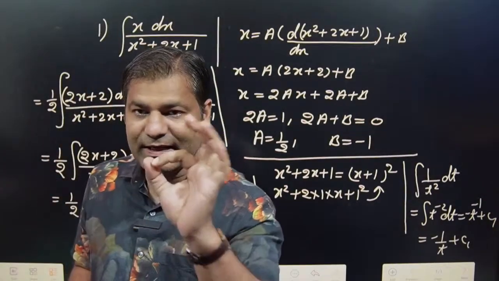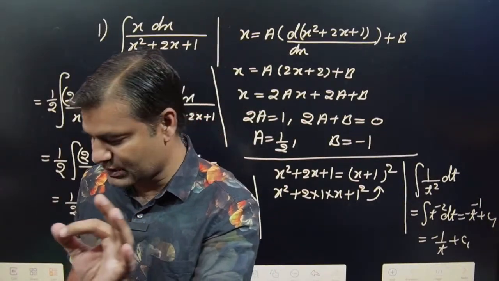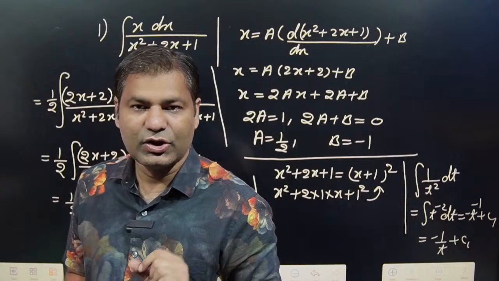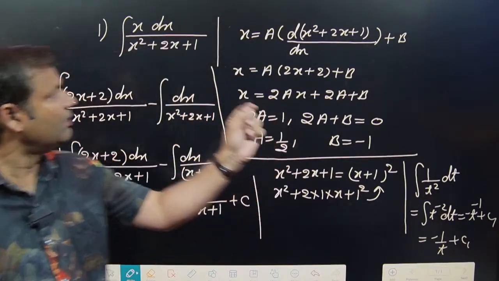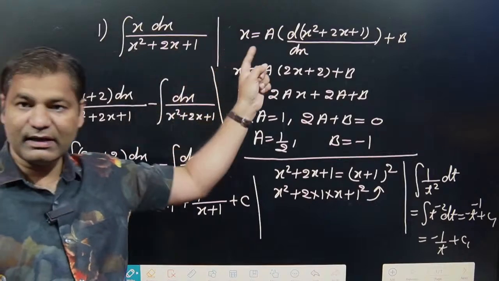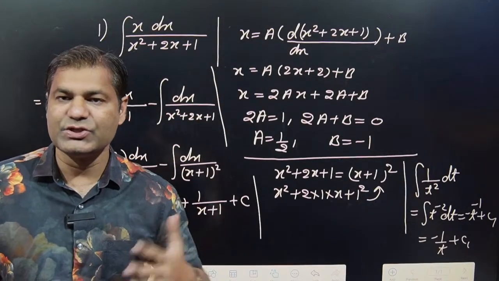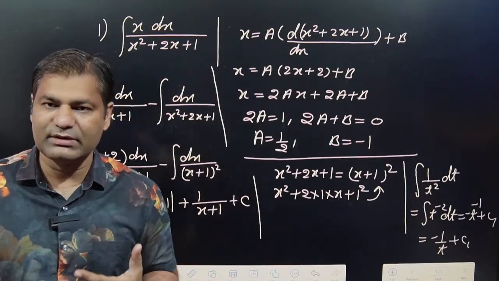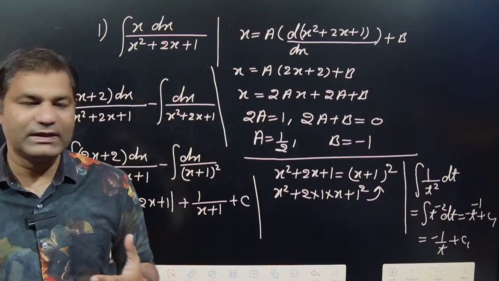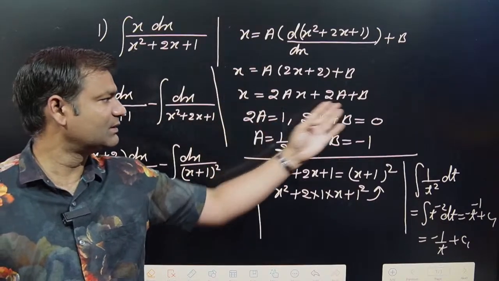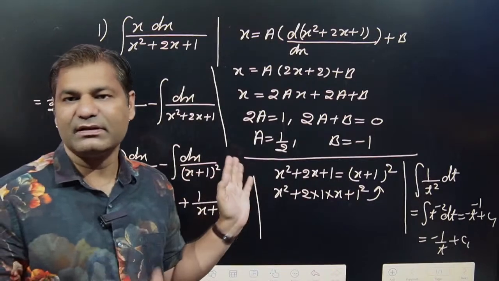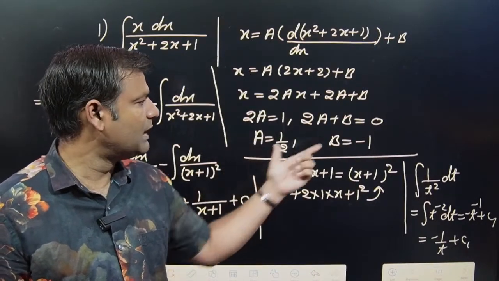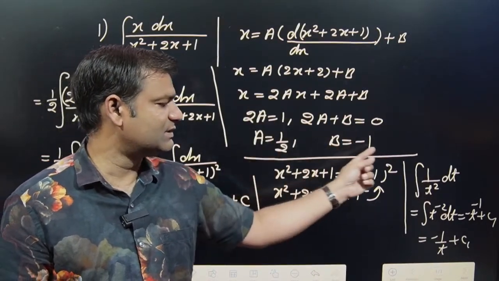In the question, the integral of x divided by x square plus 2x plus 1 dx is given. So how can we integrate? Simply, write x as a times the differentiation of the denominator plus a new constant b. After that, differentiate and we get this. Then comparing the x coefficient, a is 1 by 2, and the constant here is 0.